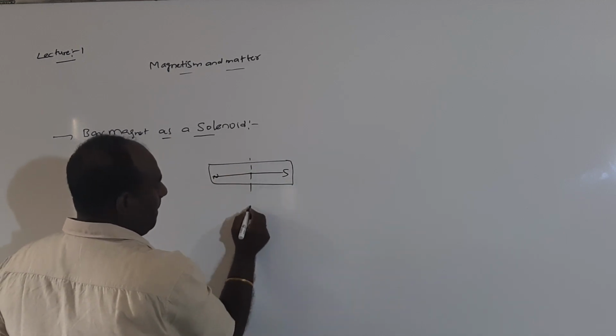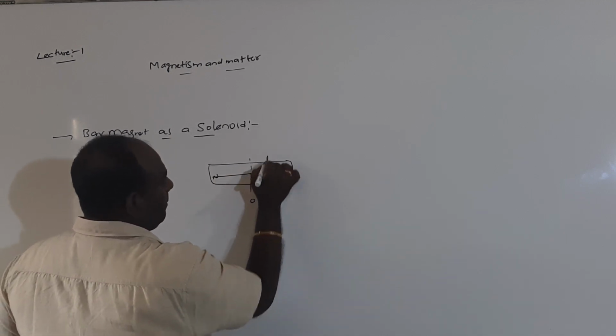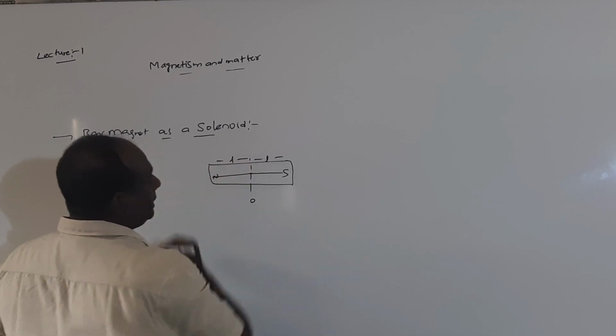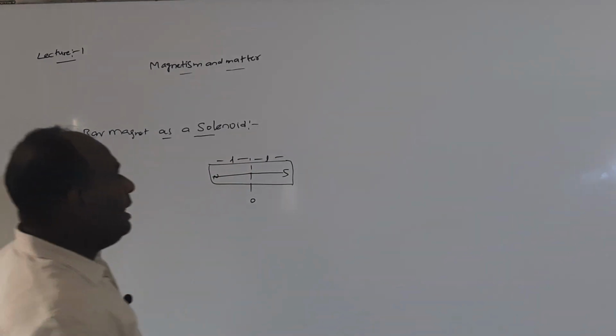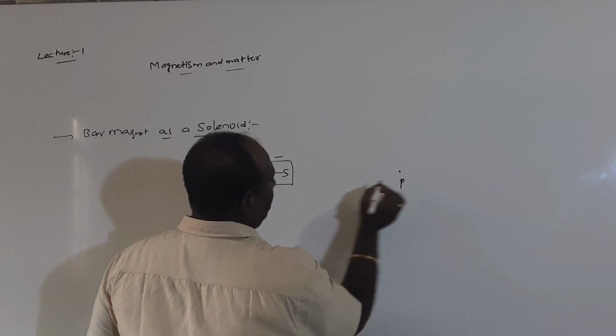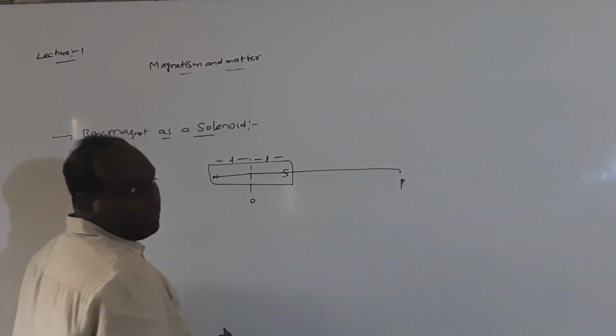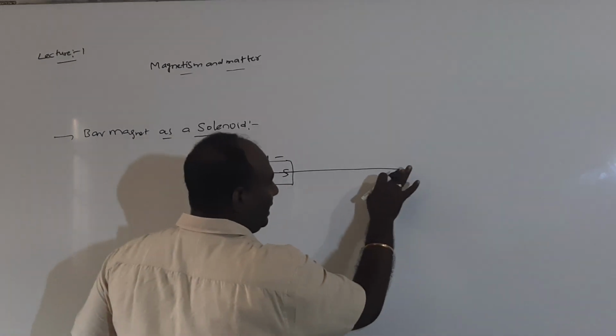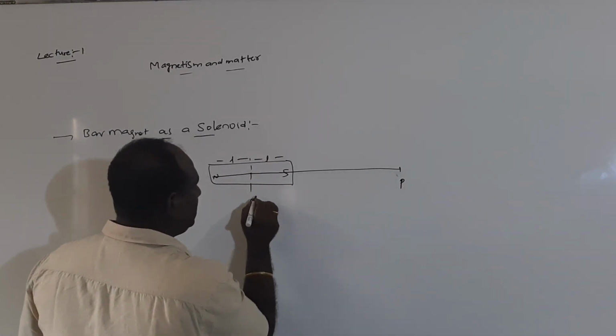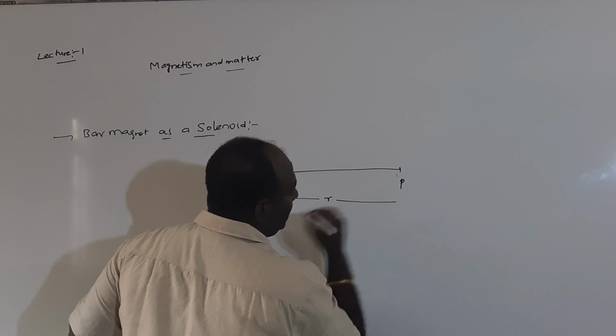This is the center. From the center, the south pole is at distance L, and the north pole is also at distance L. I want to find the magnetic field at a point P. All the distances are measured from the center, so I can take the point P at a distance r from the center.